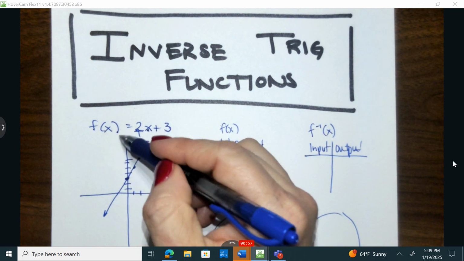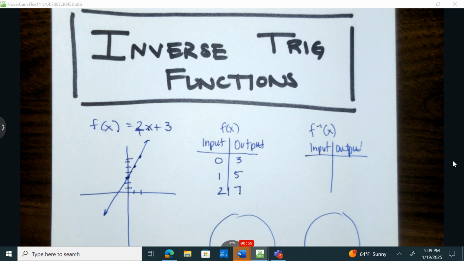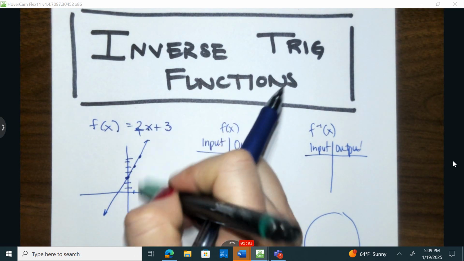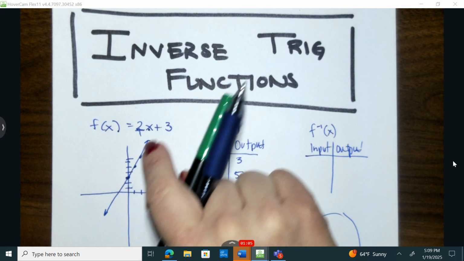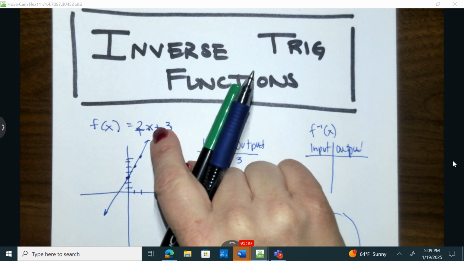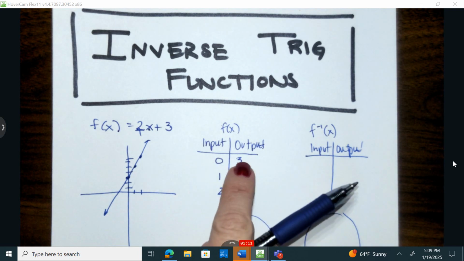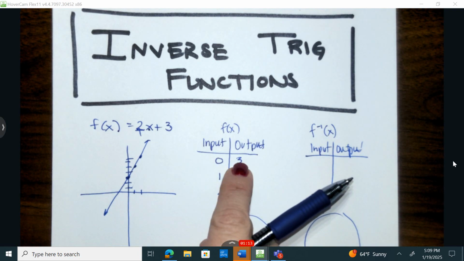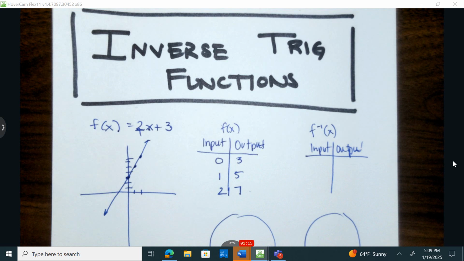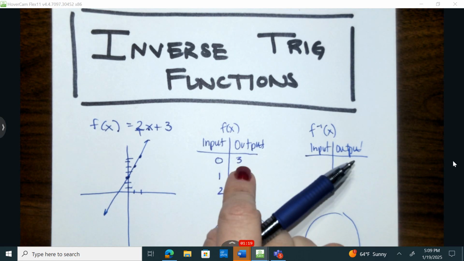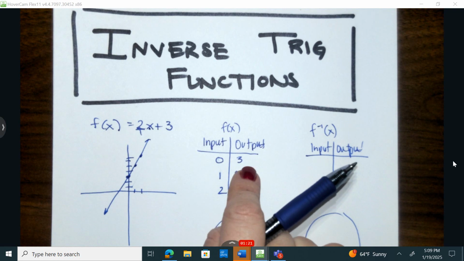If I conducted a vertical line test, you can see that every time I create a vertical line, it would cross this blue line at most one time. What does that mean? It means that every x has at most one y that it matches up with. That's the definition of being a function. An x value or an input value cannot match up with multiple output values that are different values.